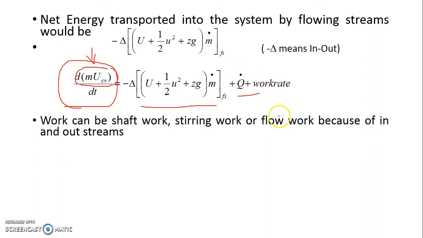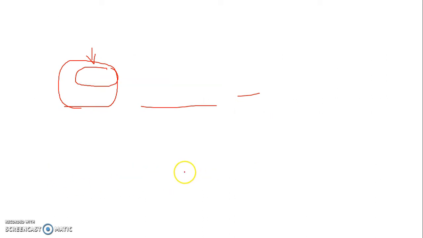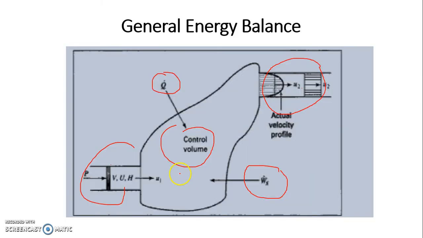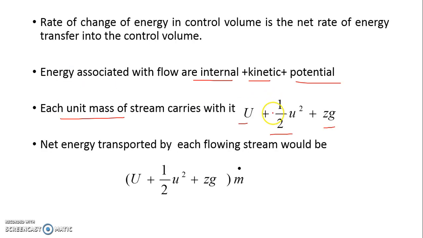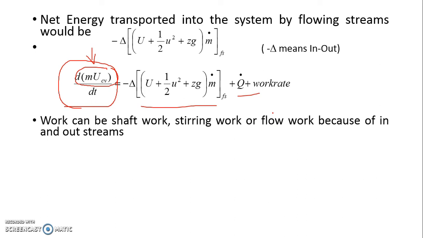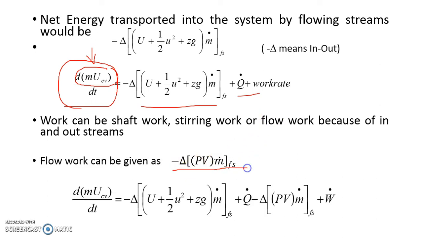Now work can be considered in multiple forms. So work can be flow work and shaft work. The flow work is given by P delta V, that is, every element which is going in has to push the element which is here. So thereby it adds work. So that is P delta V. In the same way, when an element goes out, it also has to perform some work. So delta of that is nothing but the change in flow work. So delta PV m dot is this.